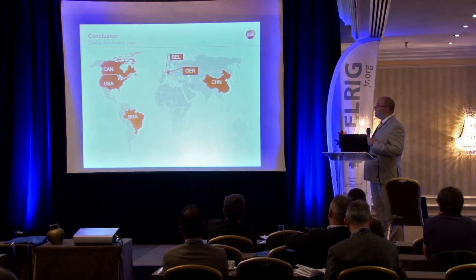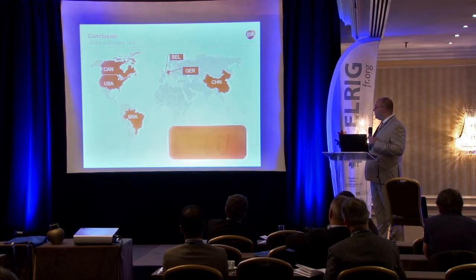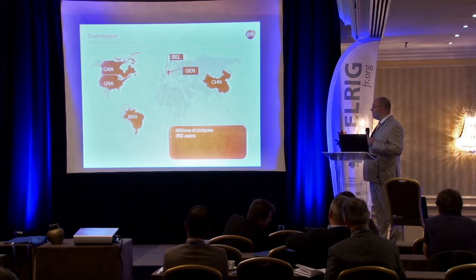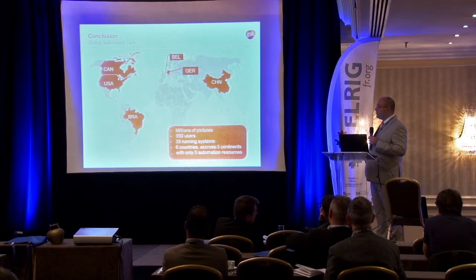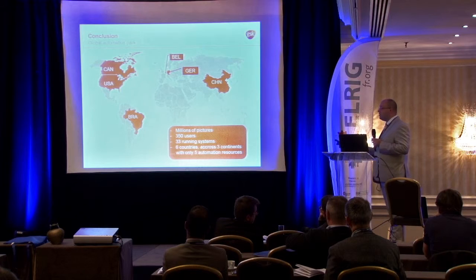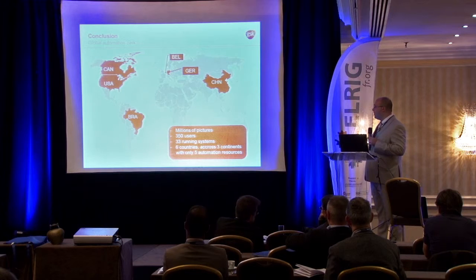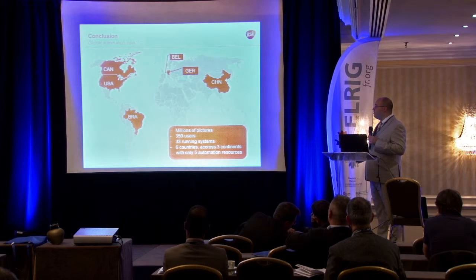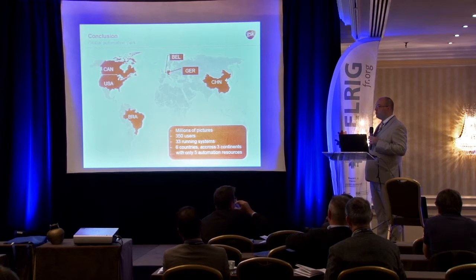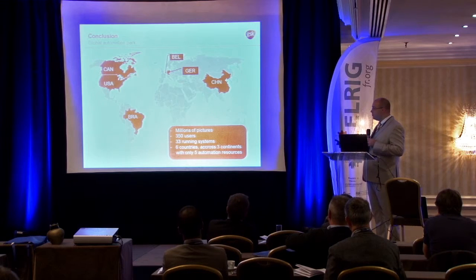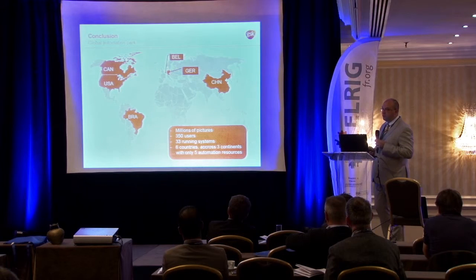is that we now have a system installed across the world. We have millions of pictures right now. I stopped counting. There are too many. We have around 350 users and 33 running systems at this time, but within 15 years we have developed around 70 systems. And we are present in 6 countries across 3 continents with only 5 automation resources. That's quite reduced. And also with the support of our partners, as explained just before.